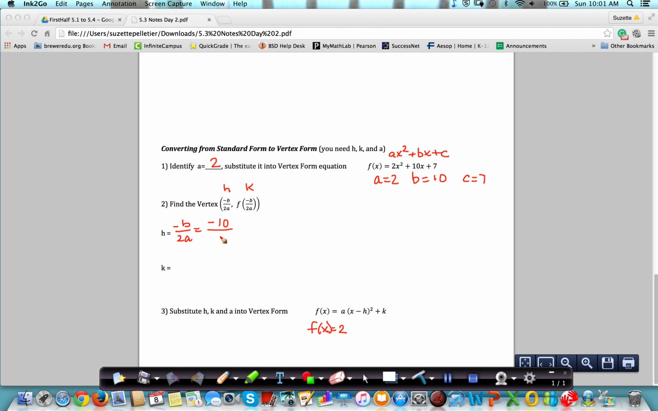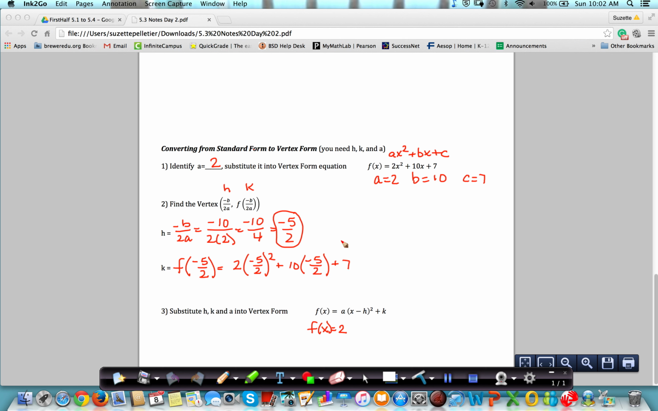Opposite of B, so opposite of 10 over 2 times A. Negative 10 over 4 is going to simplify to negative 5 over 2. Okay. So I have my H, negative 5 over 2. The hard part is going to now be to find K, and that is where we have to plug in negative 5 over 2 into the equation and solve. So this is going to be a little tricky. 2 times negative 5 over 2 squared plus 10 times negative 5 over 2 plus 7.